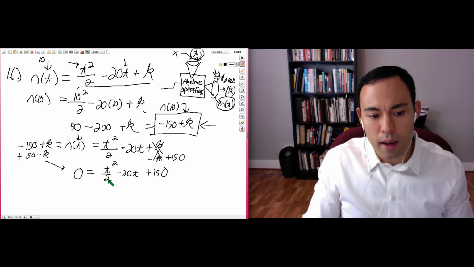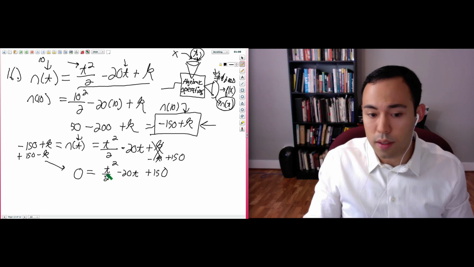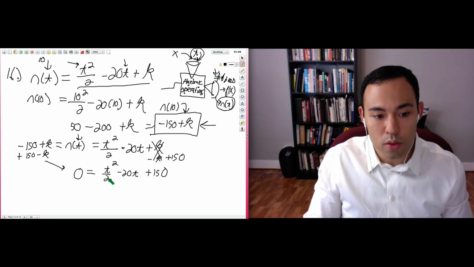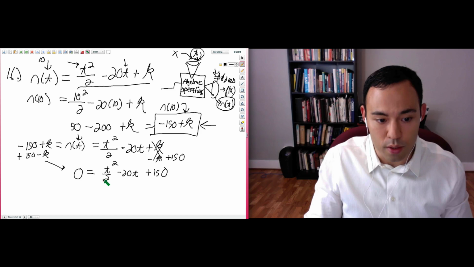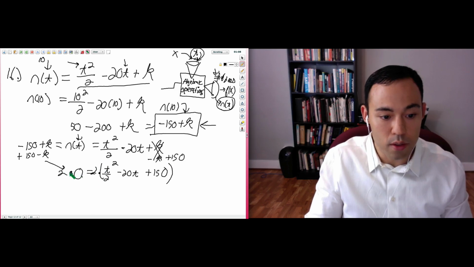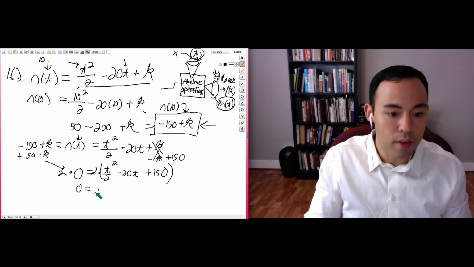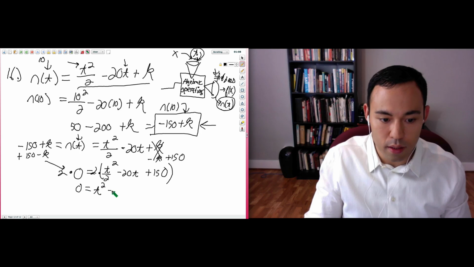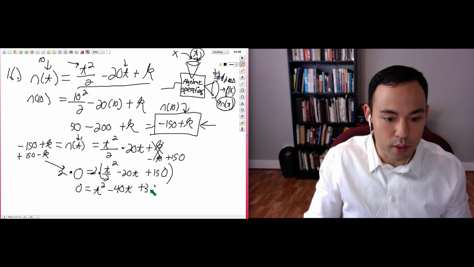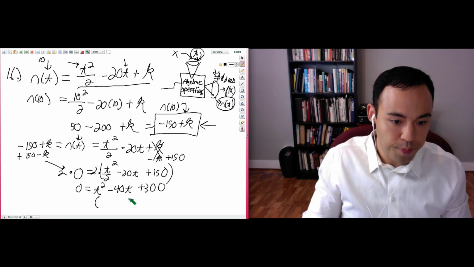I don't like that half sitting there. It makes factoring hard. If you wanted to, you could go and do the quadratic equation. But I want to actually just factor this normally. So I'm going to multiply both sides of this expression by 2. 2 times 0 is still 0. Now this is looking a lot nicer to me. t squared minus 40t plus 300. And now we're going to factor.